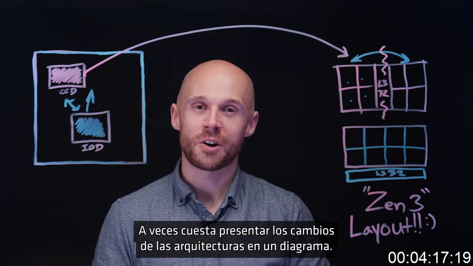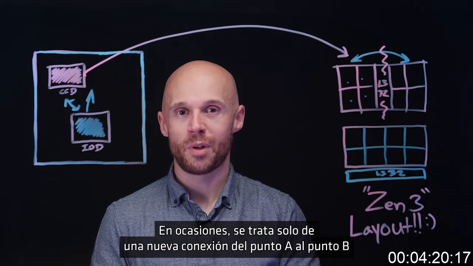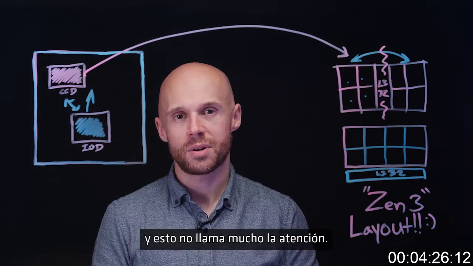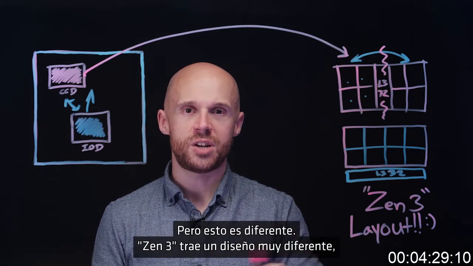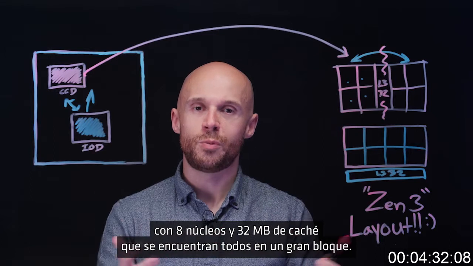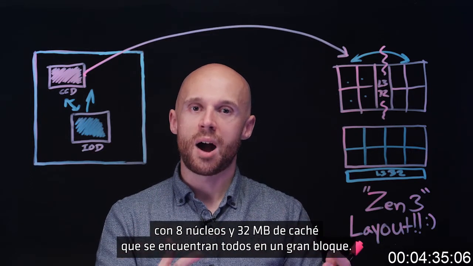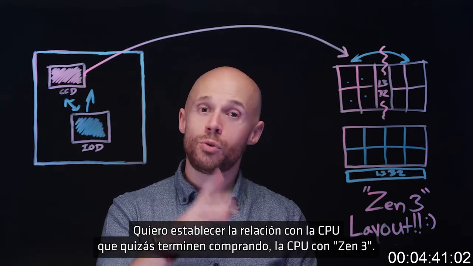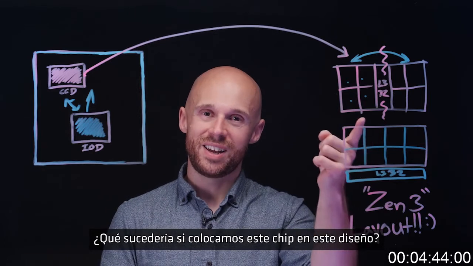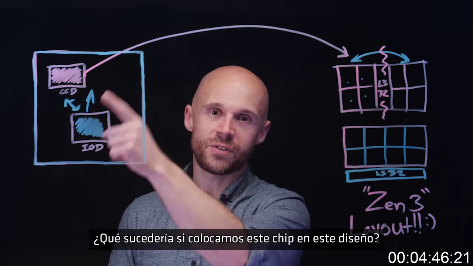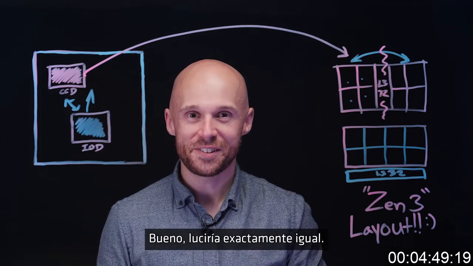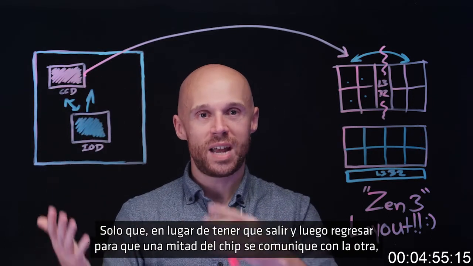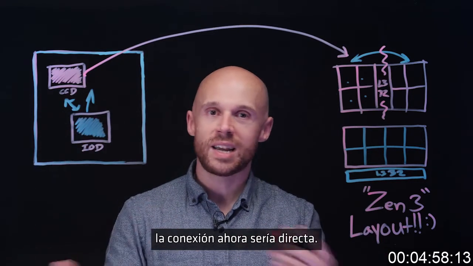Oftentimes, it's difficult to talk about architectural changes in a diagram. Some of them are a little new connection from point A to point B, and that doesn't show up well in a picture. But this one does. This is a major design change coming into Zen 3, bringing 8 cores and 32 megs of cache together in one large block. So one more thing, I want to connect it back to the CPU you may eventually buy, the Zen 3 base CPU. So what if we put this die in this design? Well, it would actually look exactly the same. It's the same layout on the chip, but instead of having to come down and back up for one half of the die to talk to the other, now it's just a direct connection back and forth.